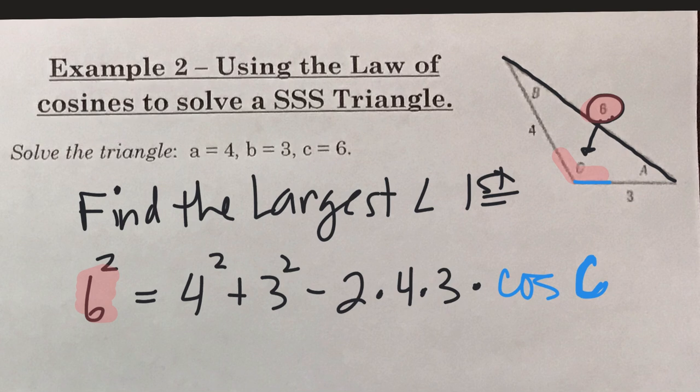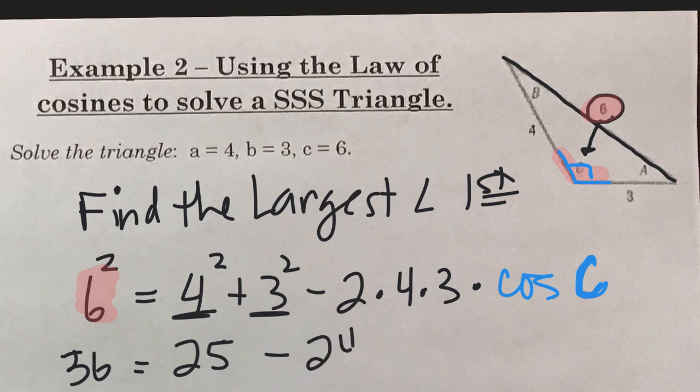Okay, angle C is what we're going to calculate. It's across from the largest side. Cosine of angle C. So there's a couple things that we could do. Let's just do it simple, right? We know 6 squared is 36. Hopefully we know that. 4 squared is 16. 16 and 9 is 25, minus 2 times 4 times 3 is 24 cosine of C.